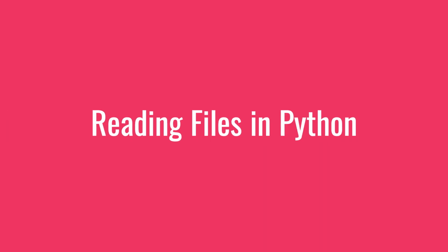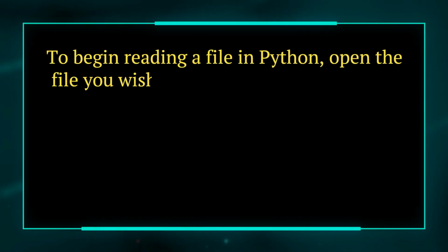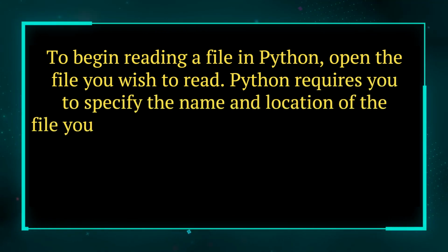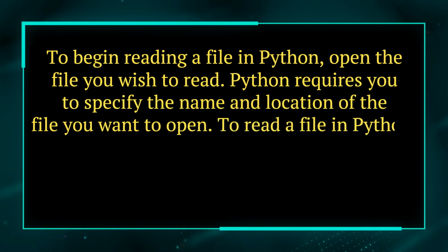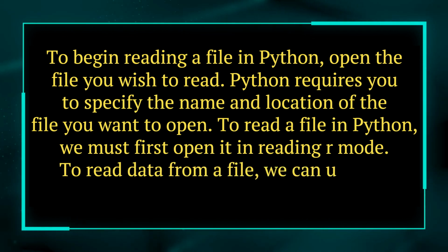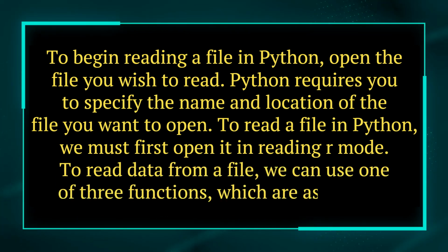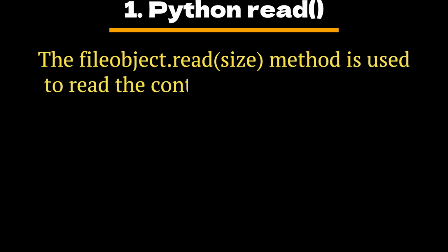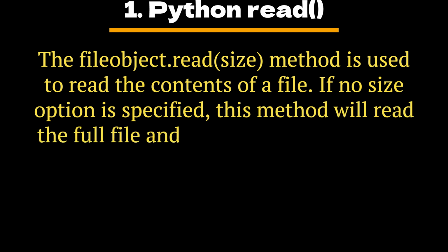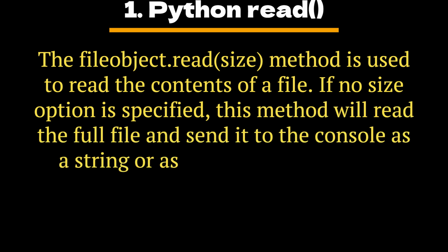Reading files in Python. To begin reading a file in Python, open the file you wish to read. Python requires you to specify the name and location of the file you want to open. To read a file in Python, we must first open it in reading, r, mode. To read data from a file, we can use one of three functions. 1. Python read. The file object's read method is used to read the contents of a file. If no size option is specified, this method will read the full file and send it to the console as a string or as byte objects.